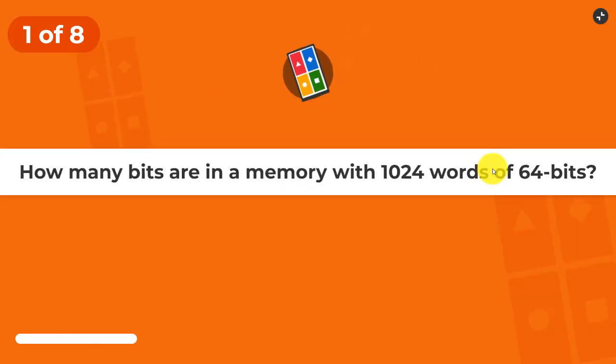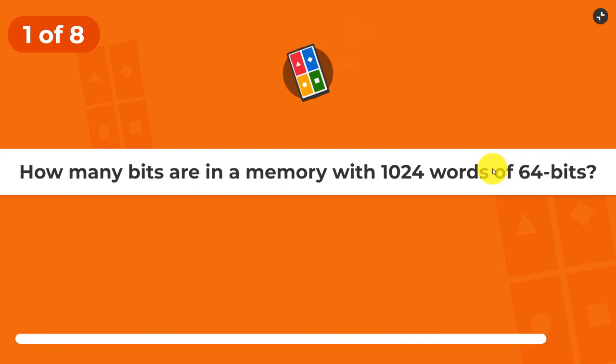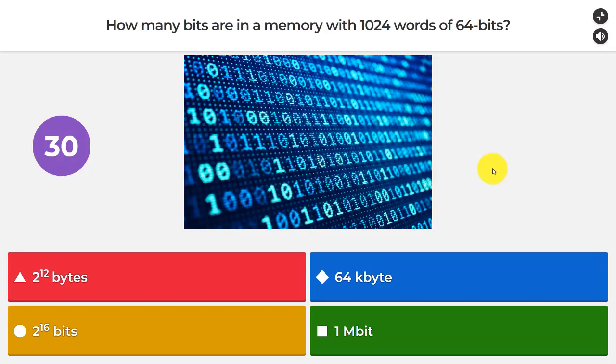This Kahoot has 8 questions, and the first one is, how many bits are in a memory with 1024 words of 64 bits? Is it 2 to the 12 bytes, 64 kilobytes, 2 to the power of 16 bits, or 1 megabit? I'll give you a moment to think about that. The answer is going to be 2 to the 16 bits.